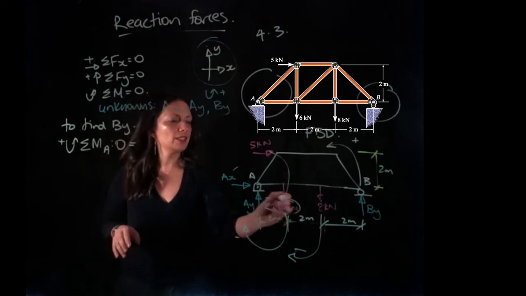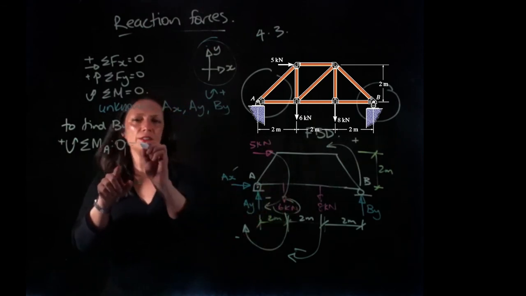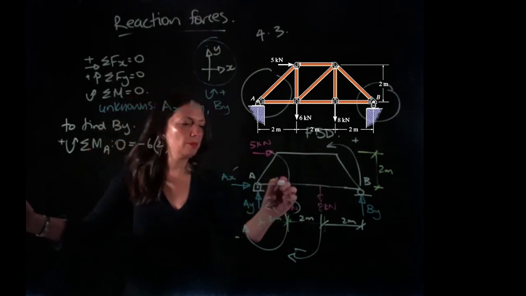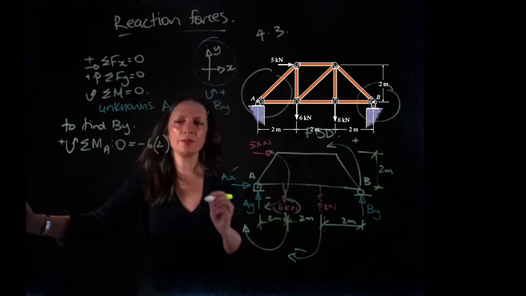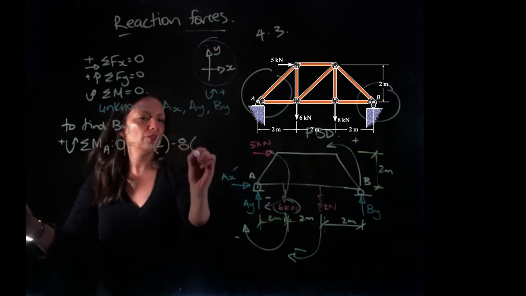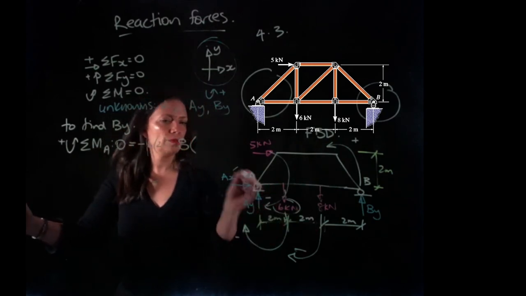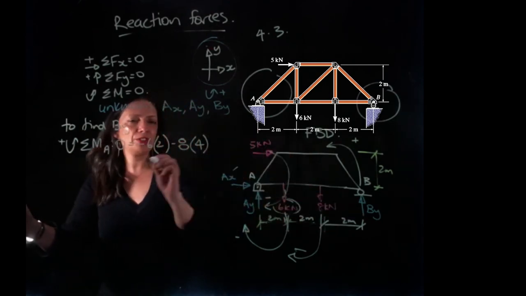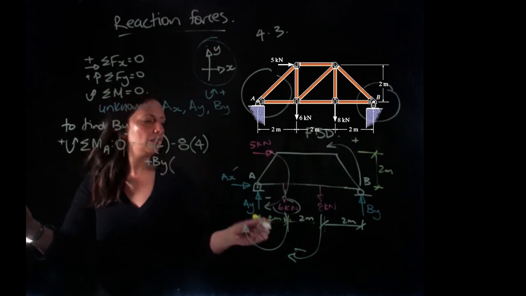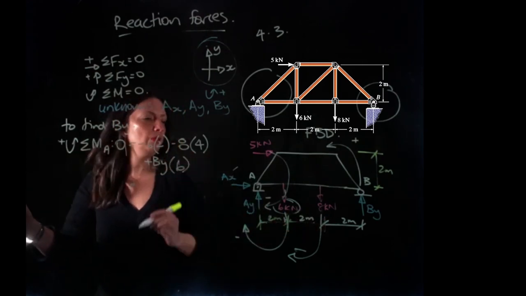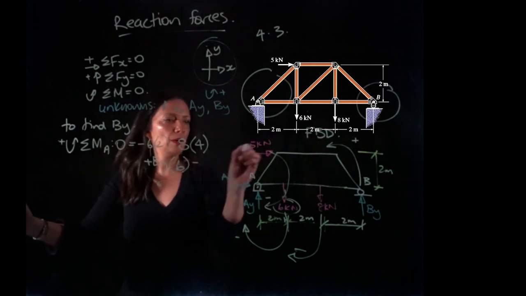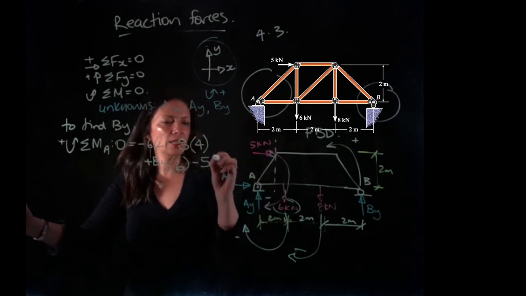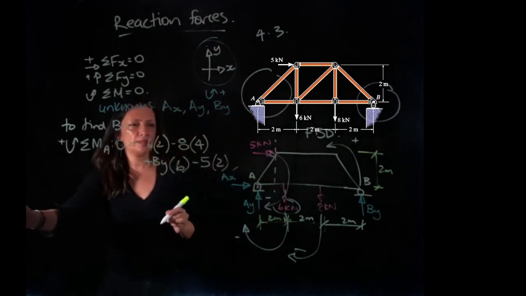So let's start with the 6 kilonewtons. We're going negative, so it's going to be negative 6. And our perpendicular distance is 2 metres. Remember that it has to be perpendicular to the force. Minus 8 kilonewtons, and our distance is 2 plus 2, so it's 4. We have the BY, which is going positive, so plus BY, and our perpendicular distance is 6 metres. And finally, we have minus 5 kilonewtons, and our perpendicular distance, so if I draw this here, it's going to be perpendicular, it's going to be 2 metres.